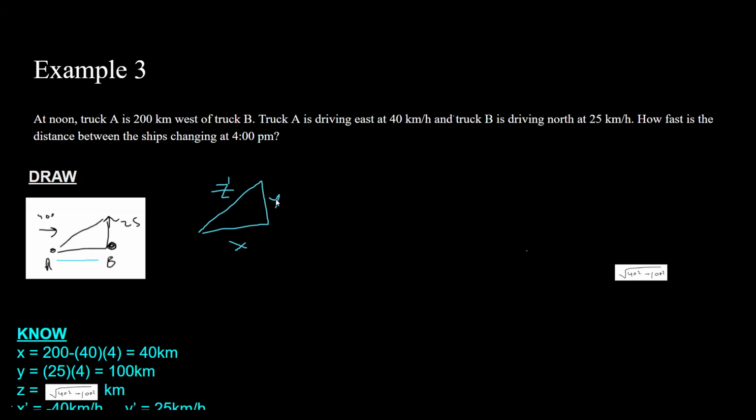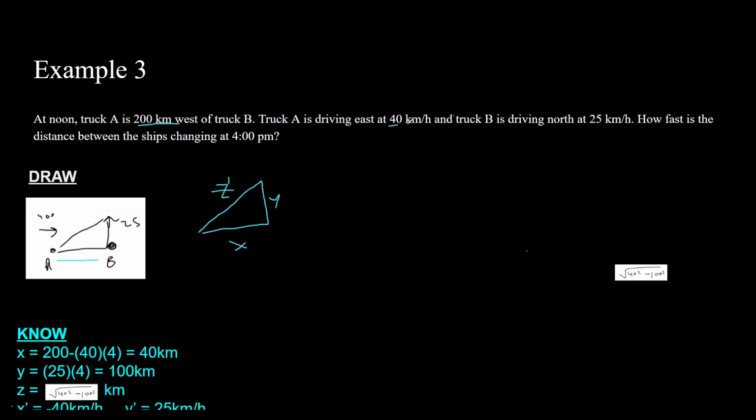Change in Y, it goes north at 25 kilometers per hour. So Y prime is 25 kilometers per hour. Now, how do we figure out X and Y? Well, it told us at noon and then at 4 p.m., so that's 4 hours. Truck A is 200 kilometers west at noon.